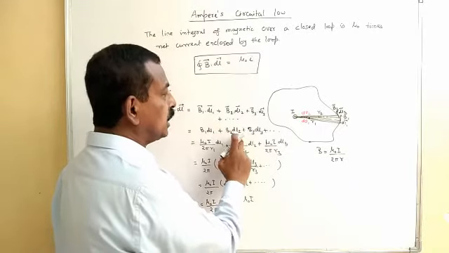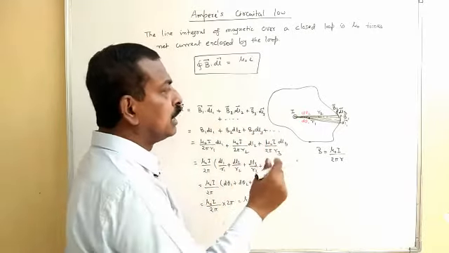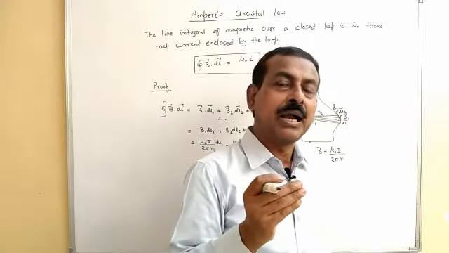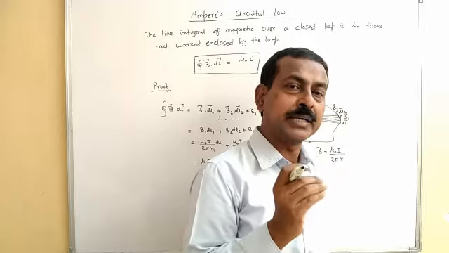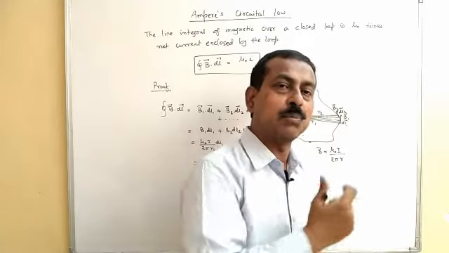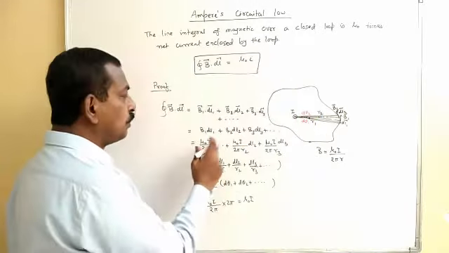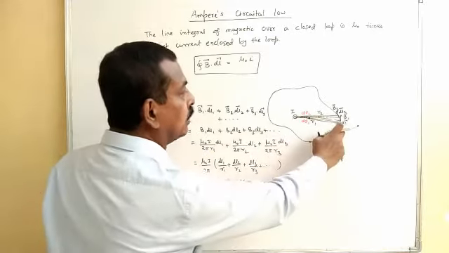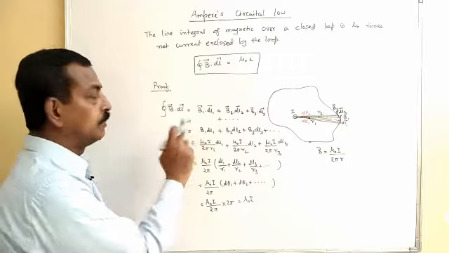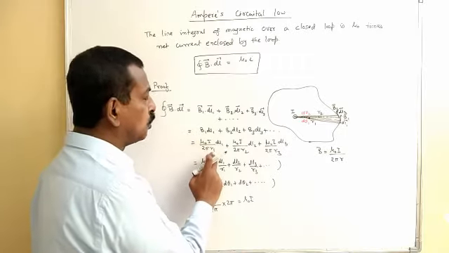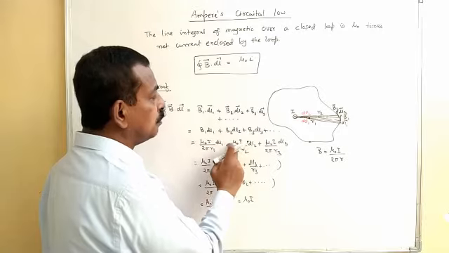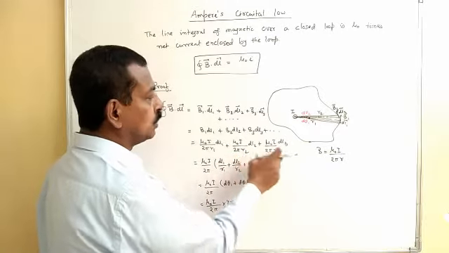Second is your B2 dl2, B3 dl3 and so on, because correspondingly the angle between the magnetic field and dl which we are taking will be 0 at that point. So this is now the magnetic field at a distance r1, which we have taken as B1. So this is your mu naught I by 2 pi r1 dl1. Similarly, it is mu naught I by 2 pi r2 and so on.